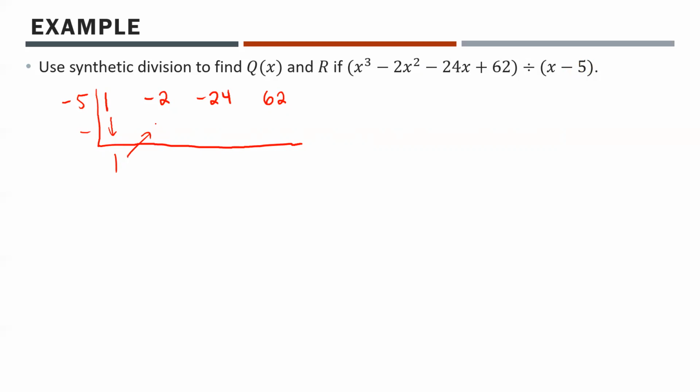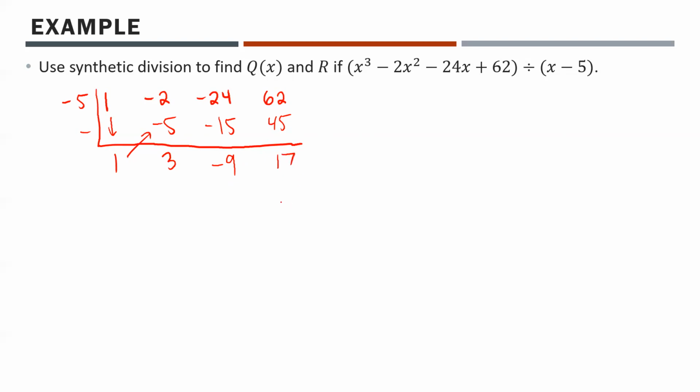Well, 1 times -5 is -5. -2 minus -5, I'm pretty sure that's +3. And then we have -5 times +3, well, that's -15. -24 minus -15, that's going to be -9. And then -5 times -9, well, that's 45, +45, because it's a negative times a negative. And then 62 minus 45, I think that is 17.